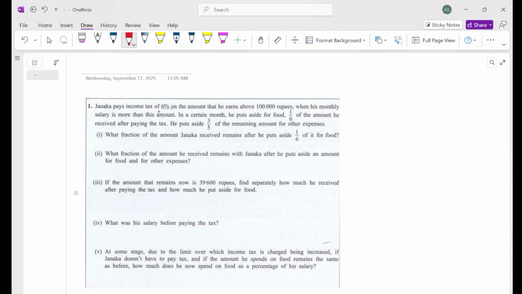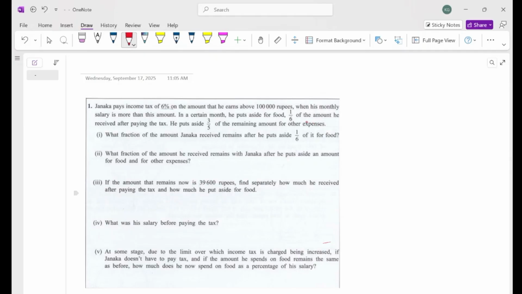When his monthly salary is more than this amount, in a certain month he puts aside for food 1/6 of the amount he received after paying the tax. He puts aside 3/5 of the remaining amount for the other expenses.